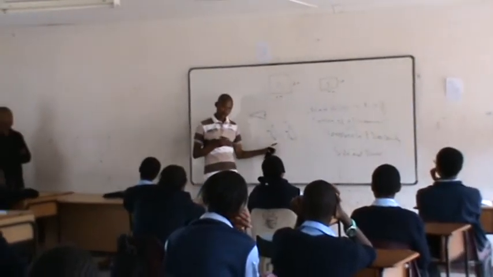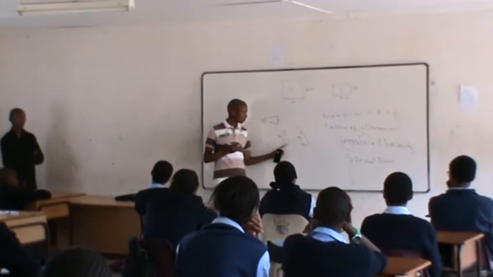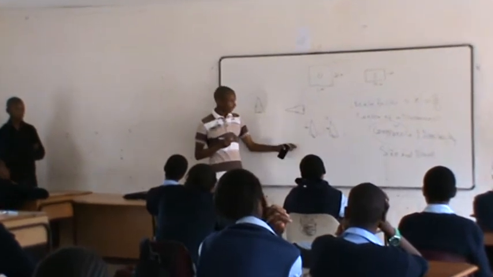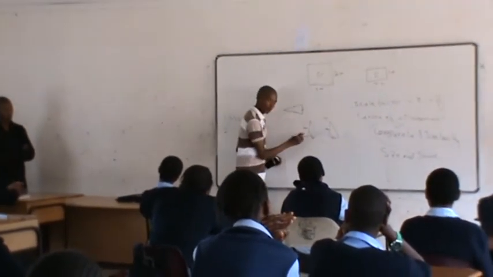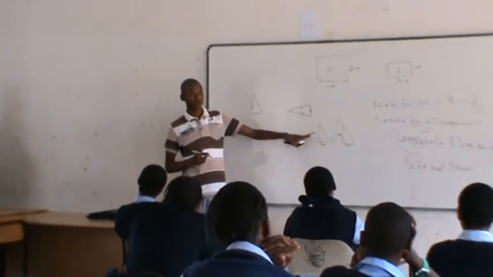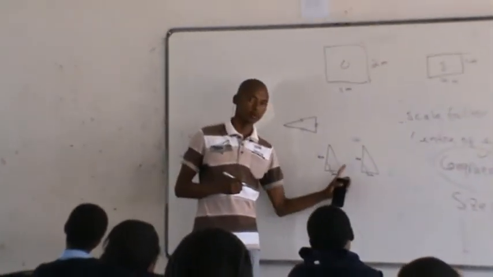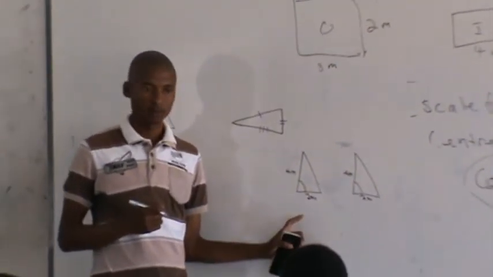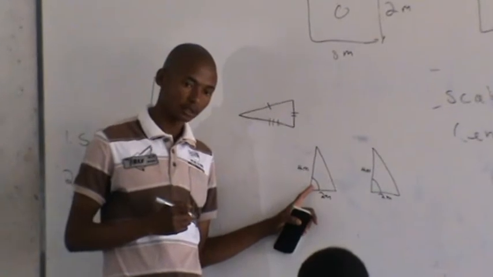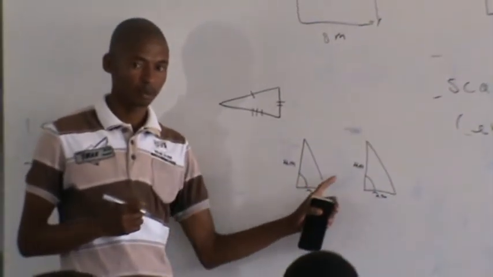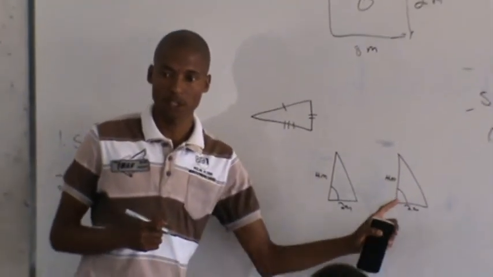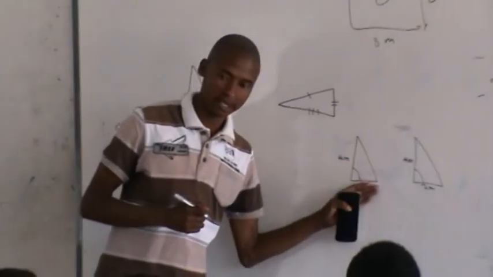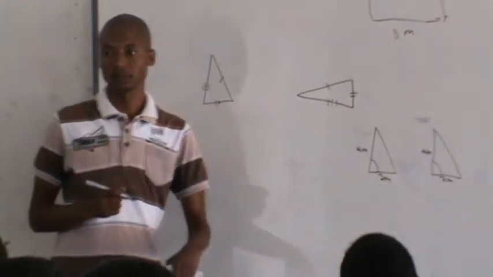Now, when you look at these two triangles, the corresponding sides are equal. And this angle, which is sandwiched between the two lengths, is also equal with regard to both triangles. This interior angle is the same, or it is equal. And the two corresponding sides are also equal.